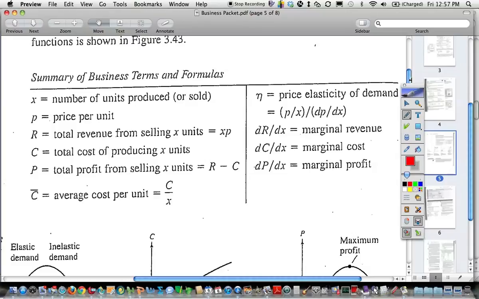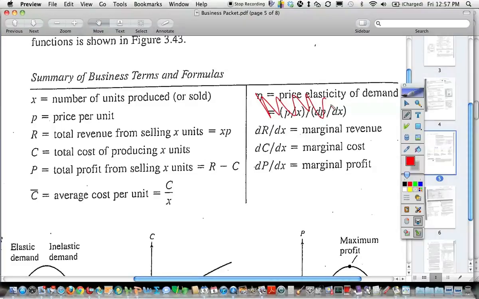Now, we won't worry about this term. Okay? We won't need to worry about that one. But let's go through a few of these.